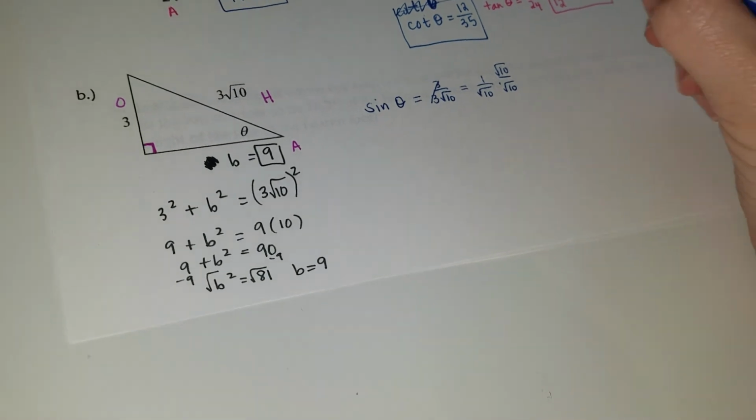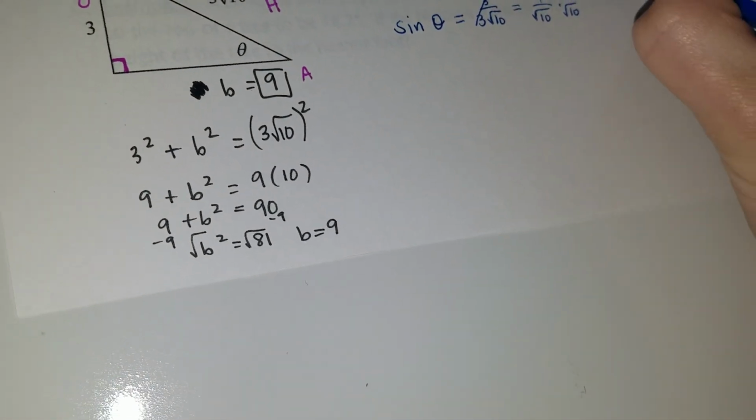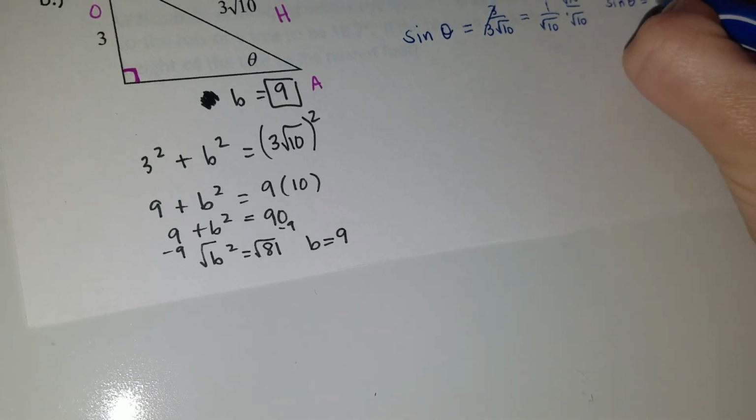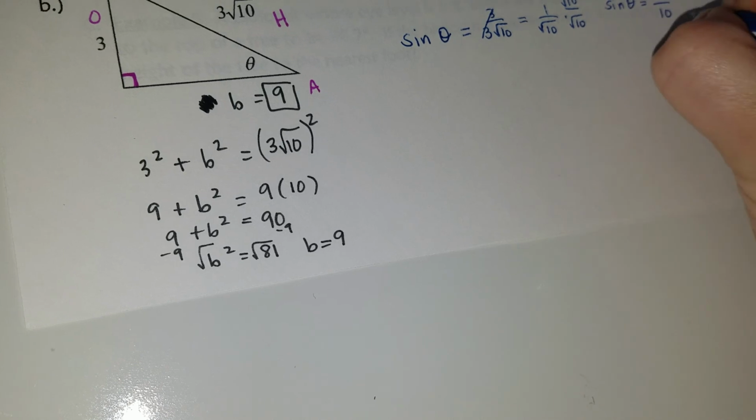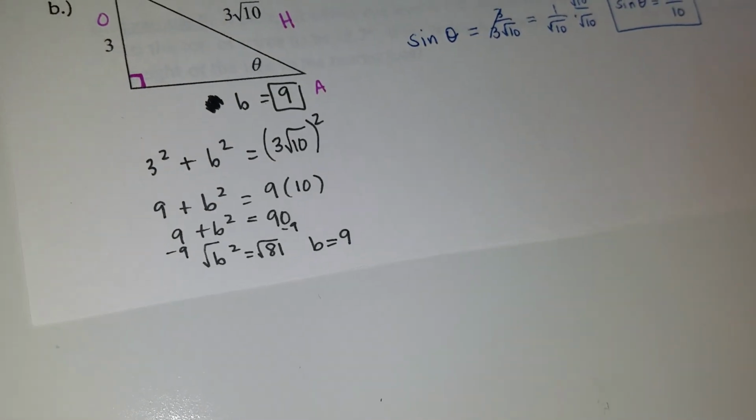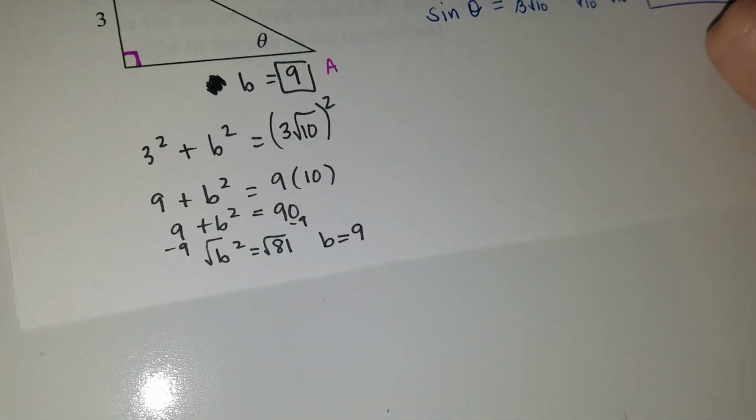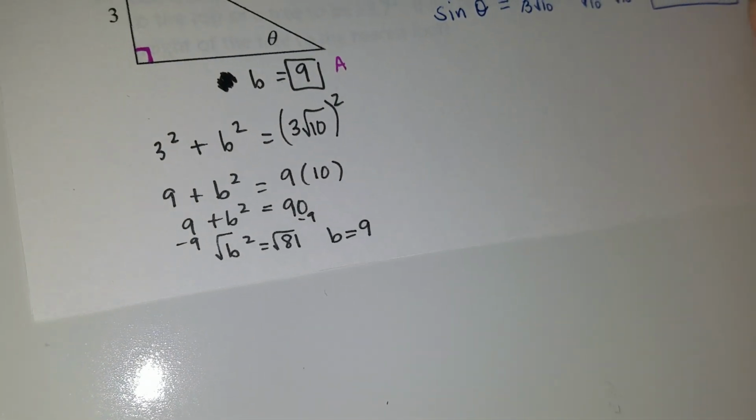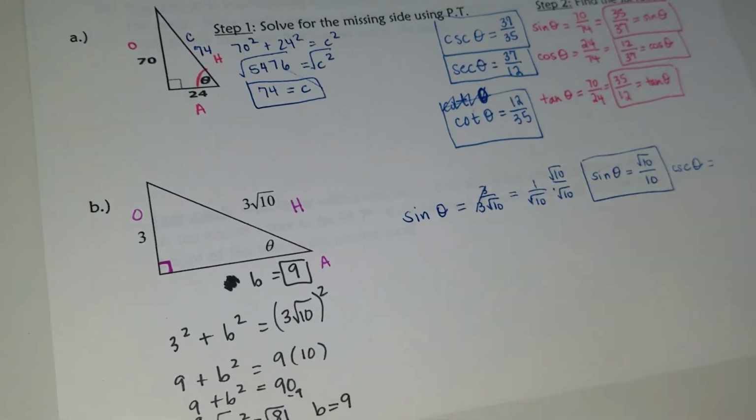So then the sine of theta would be square root of 10 over 10. 1 times root 10 is root 10. Root 10 times root 10 is 10. All right, and now I'm going to do the reciprocal. So I would do the cosecant. Now, if I do the cosecant and I just flip this, I'm going to have to reduce again, okay?